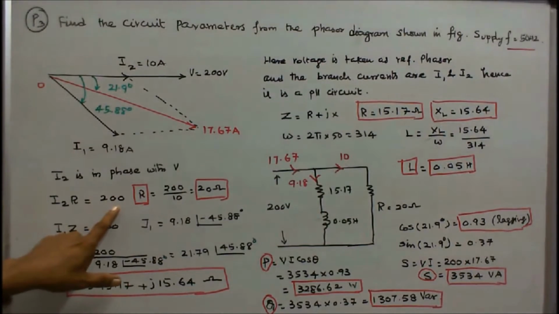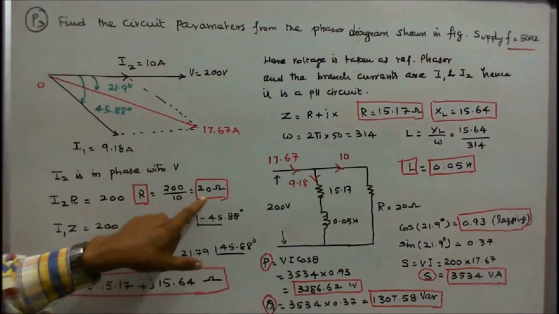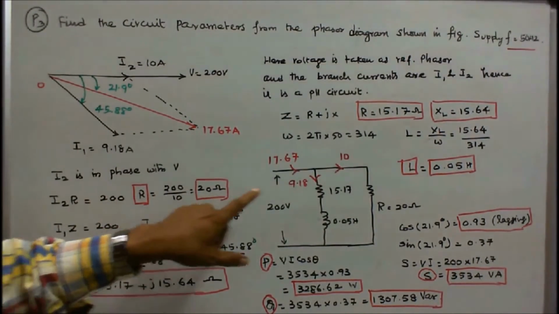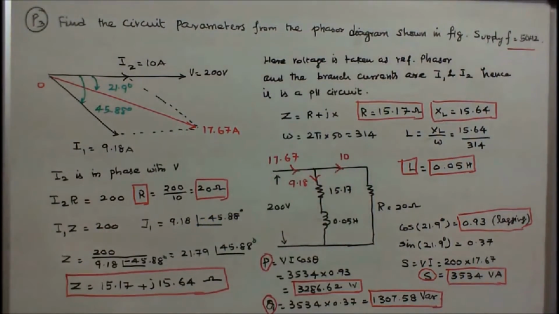In a parallel circuit, voltage is constant. I can find R. R is equal to 200 by 10, that is equal to 20 ohms. One branch resistance is 20 ohms. The current is 10 amps.